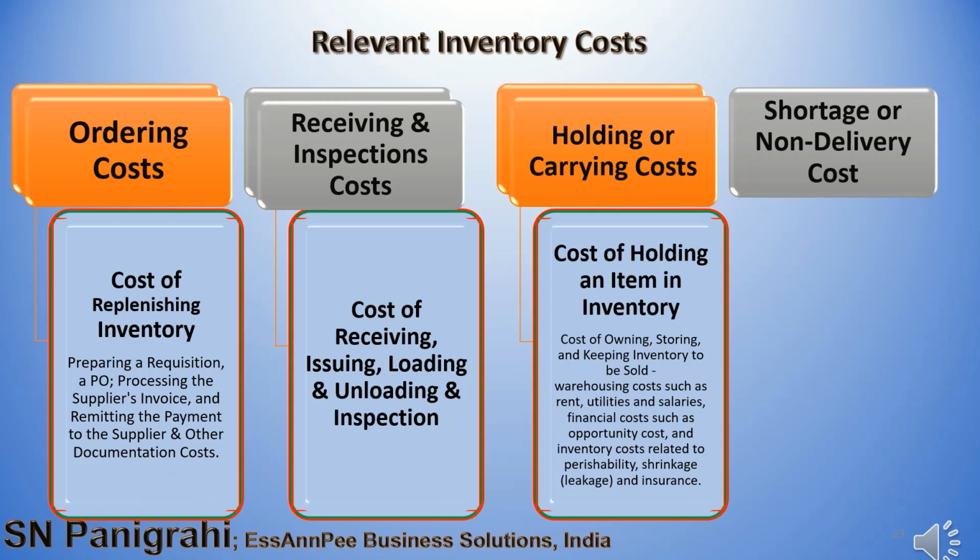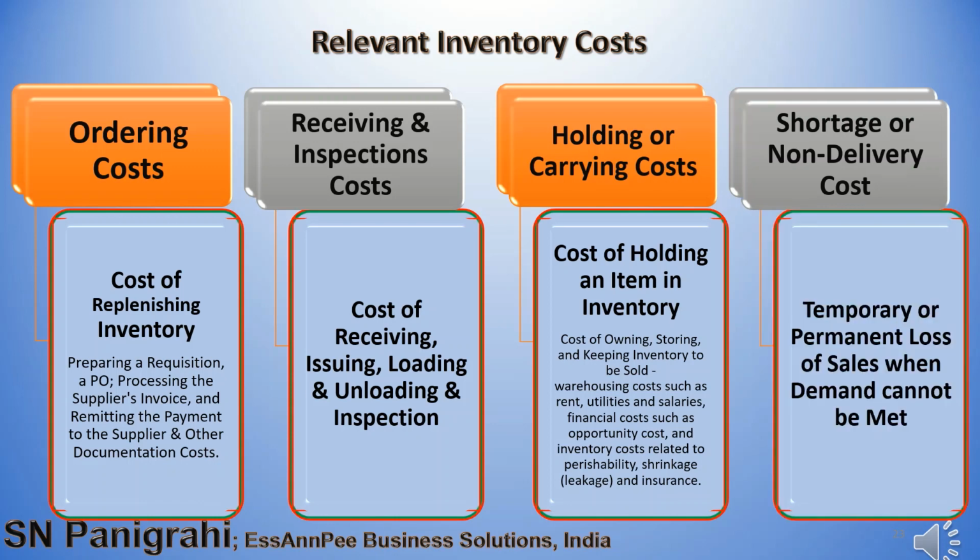Cost of owning, storing, and keeping inventory to be sold, warehousing costs such as rent, utilities and salaries, financial costs such as opportunity cost, and inventory costs related to perishability, shrinkage, leakage, and insurance. Shortage or non-delivery cost. Temporary or permanent loss of sales when demand cannot be met. Objectives of inventory management, see below.